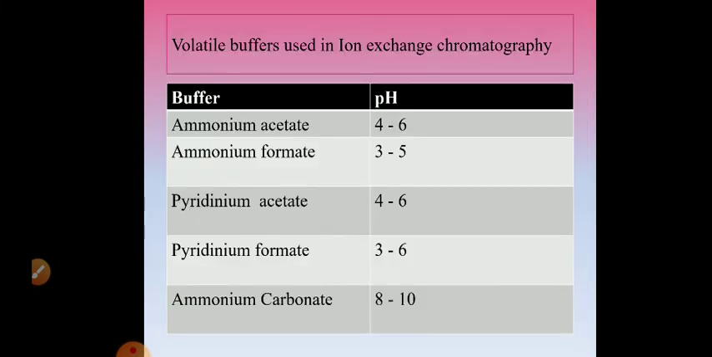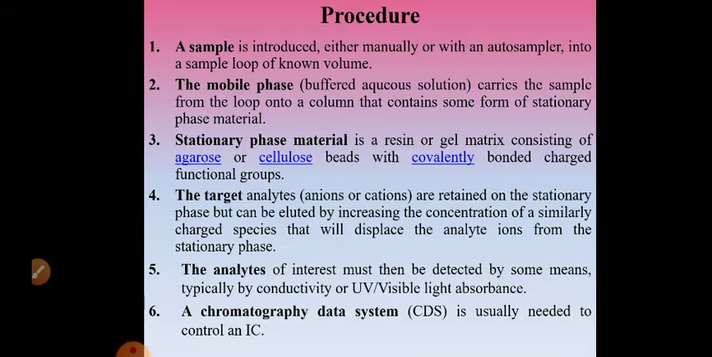The choice of the buffer depends upon what separation is being done at what pH, whether it's a positive charged molecule or negative charged molecule. So what are the various types of buffers we can use? Ammonium acetate buffer at pH 4 to 6, ammonium formate buffer at pH 3 to 5, pyridinium acetate buffer or pyridinium formate buffer, or ammonium carbonate buffer at pH 8 to 10. Volatile buffers are generally used.